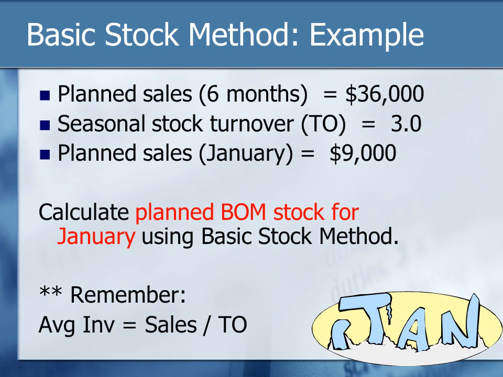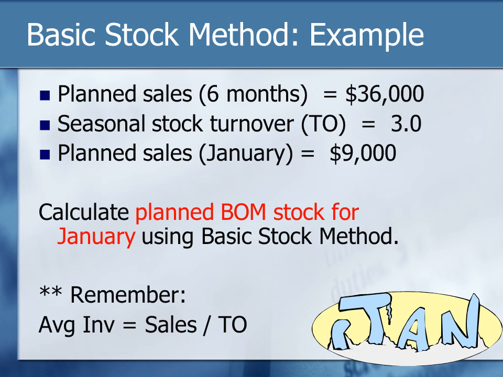So overall, to calculate or plan the BOM based on the basic stock method, it requires multiple steps of calculation, because you first have to calculate the average inventory and then use that to calculate the basic stock amount, and then you have to add in the planned sales to the basic stock amount to know what is going to be the BOM, right?